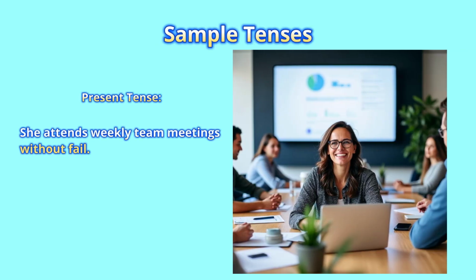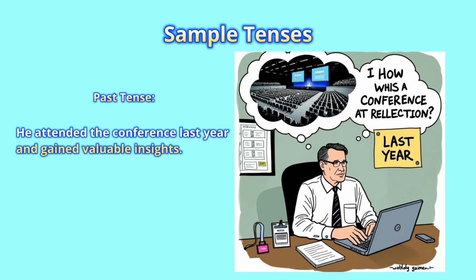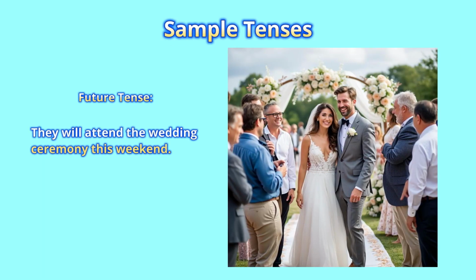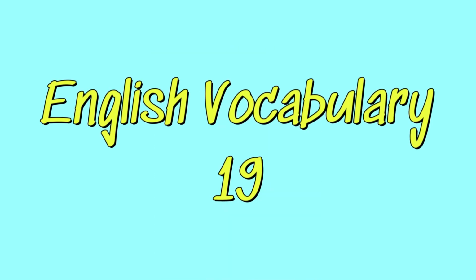Sample tenses. Here are examples of attend used in different contexts. Present tense. She attends weekly team meetings without fail. Past tense. He attended the conference last year and gained valuable insights. Future tense. They will attend the wedding ceremony this weekend. Summary. Attend refers to the act of being present at an event or activity.